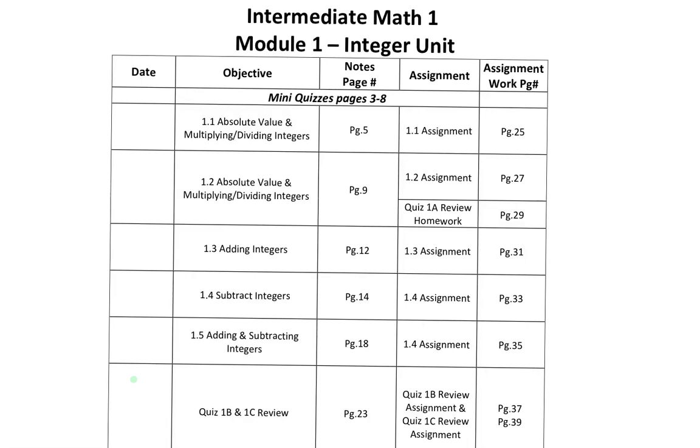All right. Hello, hello, hello. Hey guys, so today what we're going to be talking about is subtracting integers.